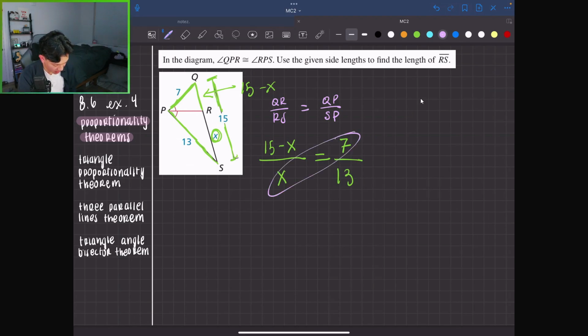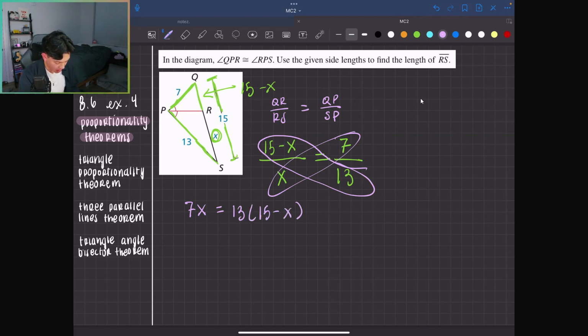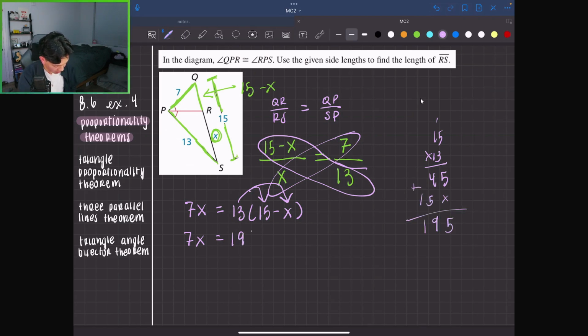So again, let's cross multiply and then solve for the value of x. This right over here, x times 7 is just going to give us 7x. And then 13 is going to be equal to 13 times 15 minus x. All right. The first thing that I'm going to want to do here is to distribute the 13 with the 15 and the negative x. So 7x is going to equal 15 times 13. Of course, you can do this in a calculator, but I don't like calculators. 195 minus 13x.